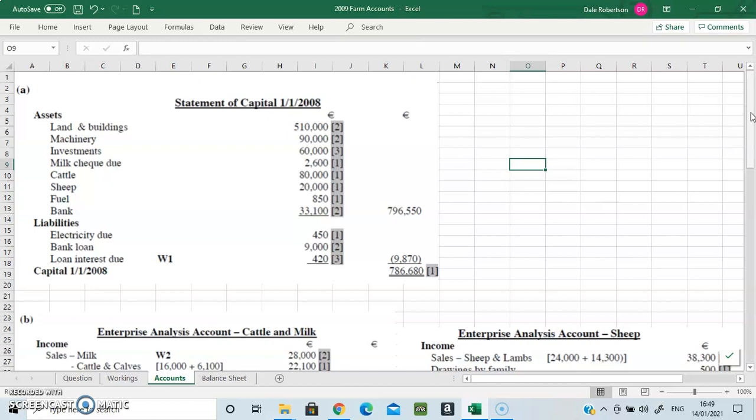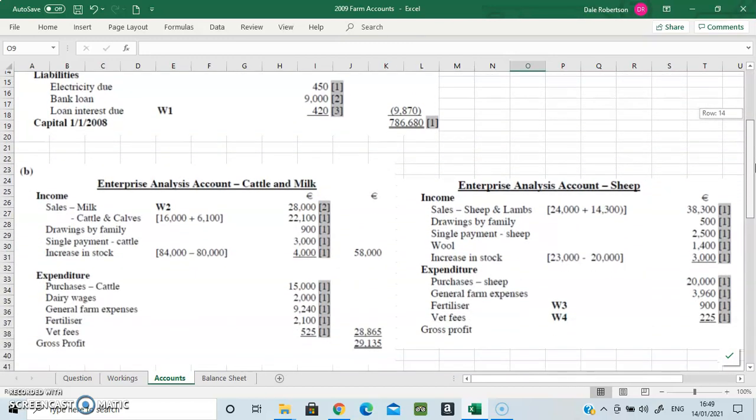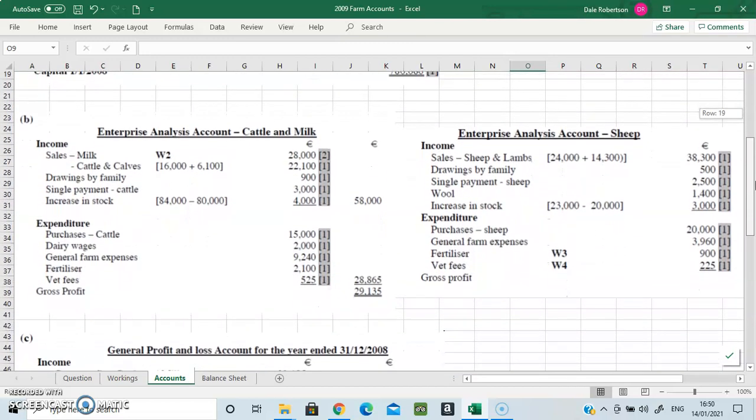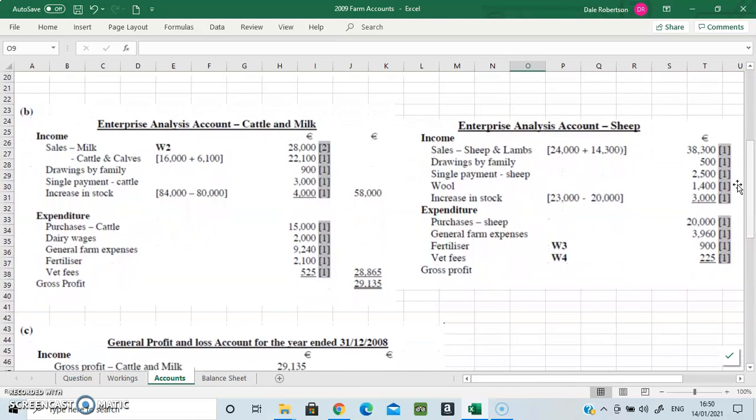Then we have to do, just like in the ordinary level question, an enterprise analysis account for each enterprise, for cattle and for sheep. Okay, so here we have our sale of milk from the working, it had to be adjusted, and also our sale of cattle and calves. You can combine them together or you can put them in individually. You also have your drawings of 900, which is essentially a sale as well.